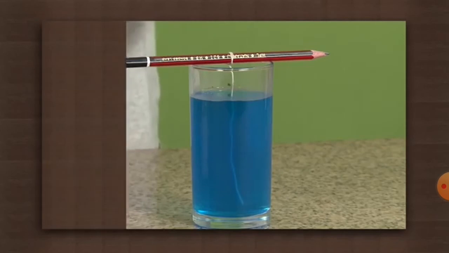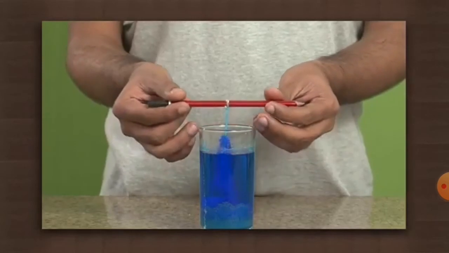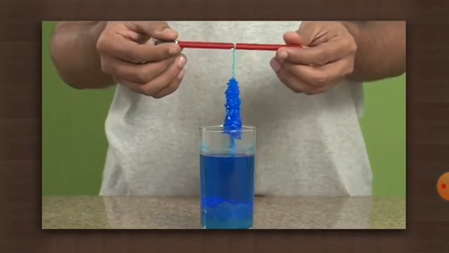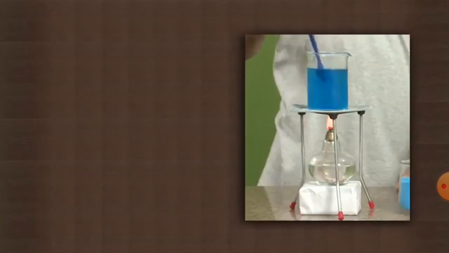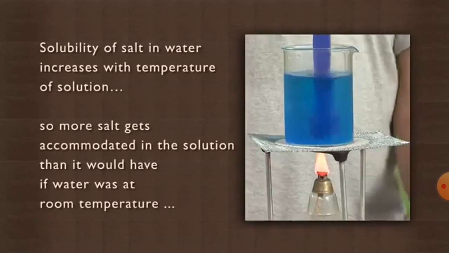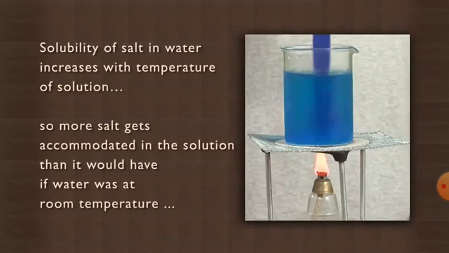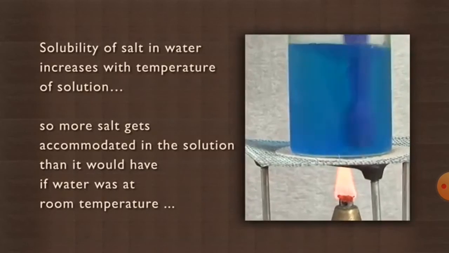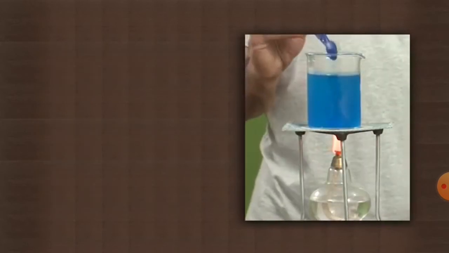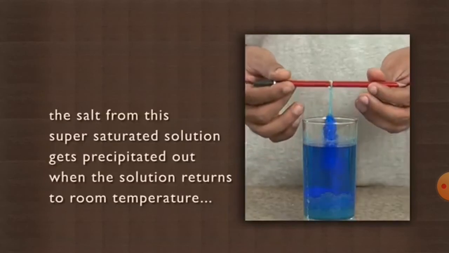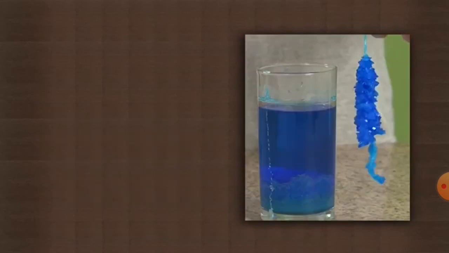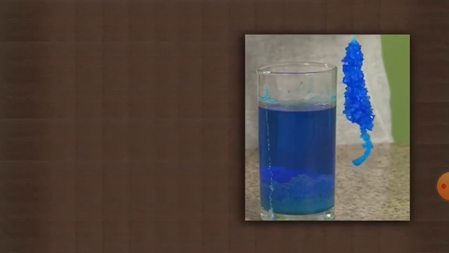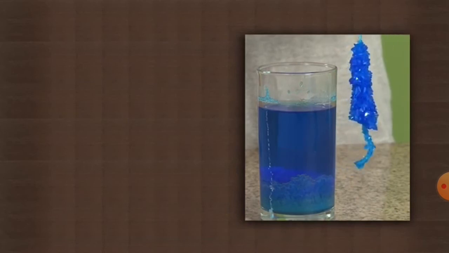And when this hot supersaturated solution of copper sulfate comes to room temperature, crystallization occurs. Just observe the crystals of copper sulfate which we can see here in this supersaturated solution. Solubility of salt in water increases with the temperature of the solution, so more salt gets accommodated in the solution by giving heat. The salt from this supersaturated solution gets precipitated out when the solution cools down and comes to room temperature.